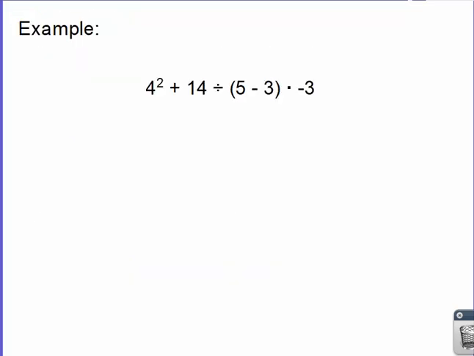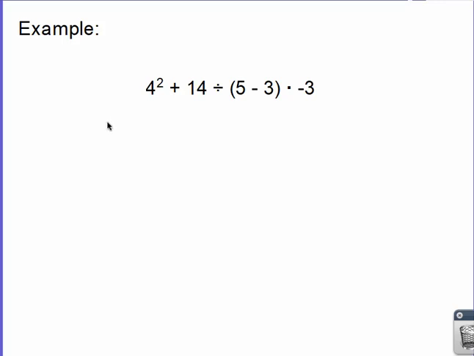So let's see if we can actually do an order of operations problem. Here's the problem that we have: 4 squared plus 14 divided by (5 minus 3) times negative 3. Pause the video real quick and answer this question. Okay, let's see how you did.